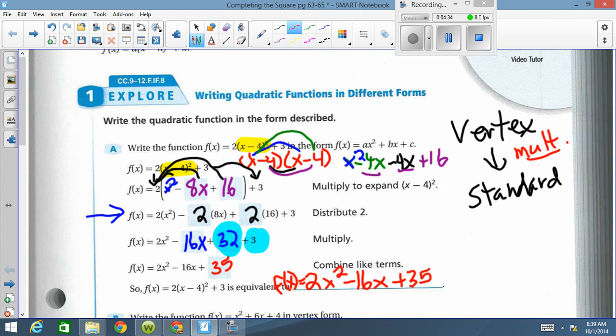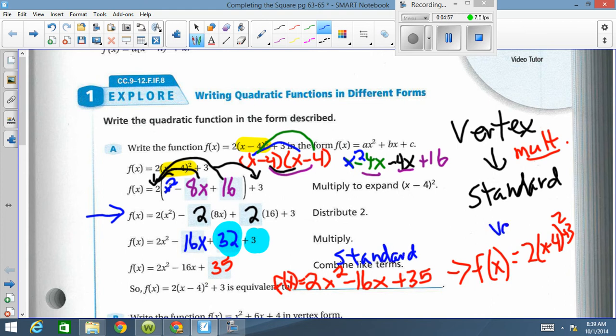They're in 2 different forms, but that is the same thing as what we started with, which was 2 times x minus 4 squared plus 3, if I can squeeze it in, which I did. They're just in 2 different forms. This is standard.